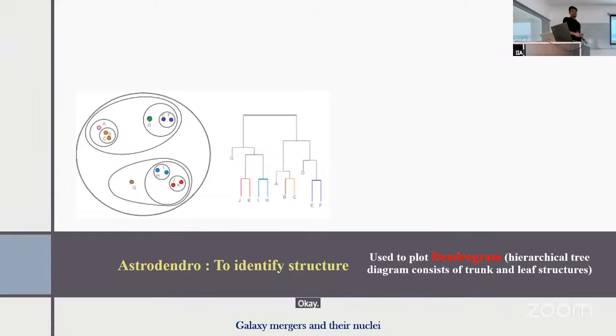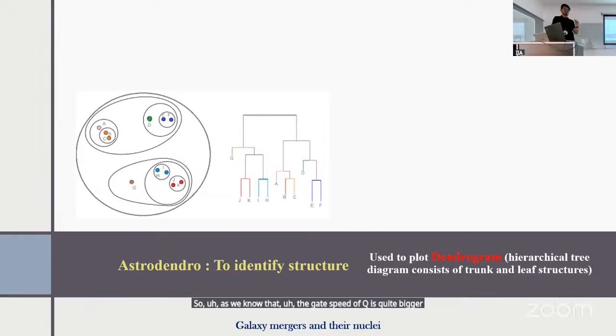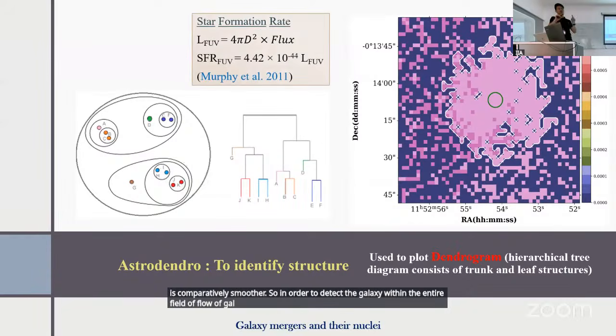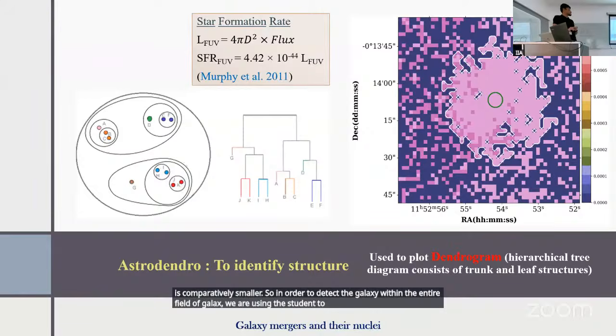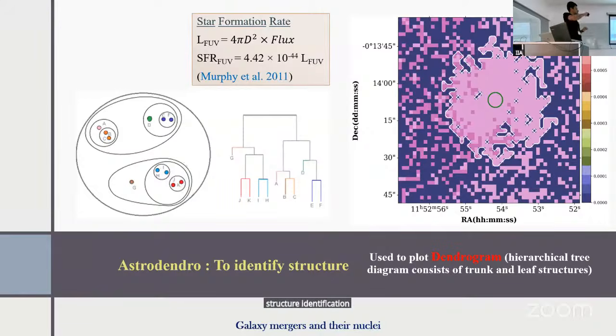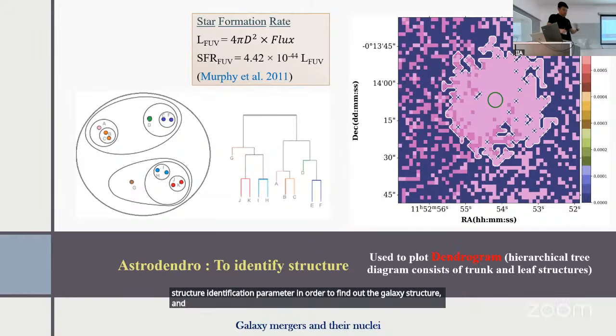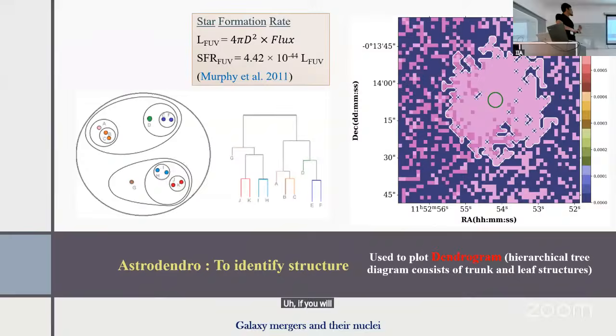As we know, the GALEX field of view is quite big and the dwarf galaxy size is comparatively small. So in order to detect the galaxy within the entire field of view of GALEX, we are using a structure identification parameter to find the galaxy structure, and we are calculating the star formation rate based on the flux estimated from the FUV luminosity.